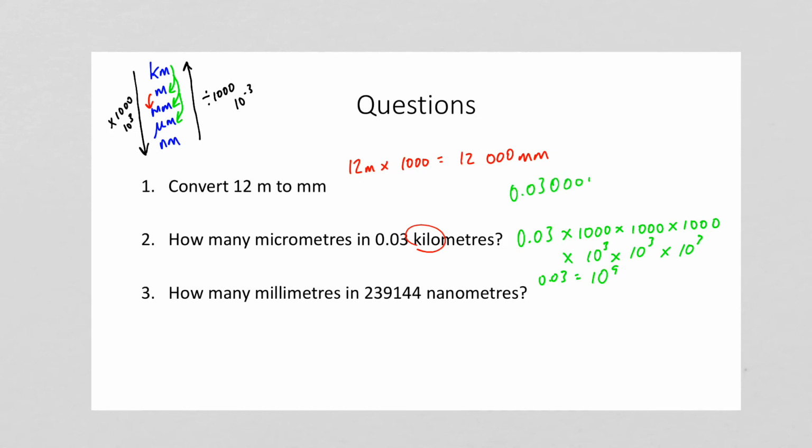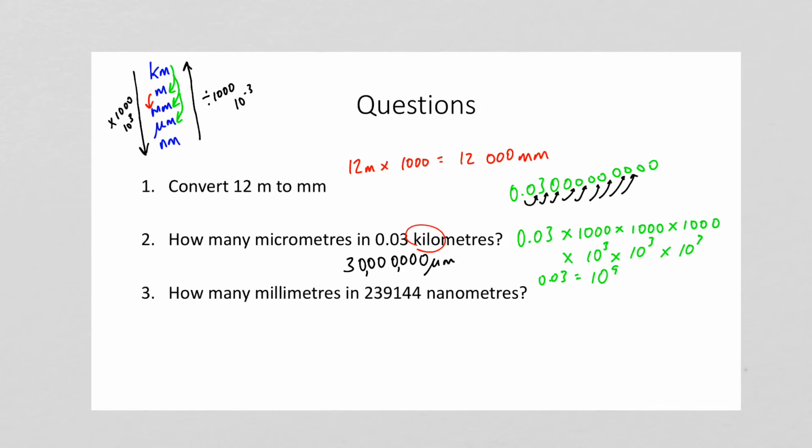And we're going to end up with 0.03. Again, we can add zeros to the end there, it doesn't mean anything. 1, 2, 3, 4, 5, 6, 7, 8, 9. So we have 30 million. We don't want to forget our units. So 30 million micrometers.